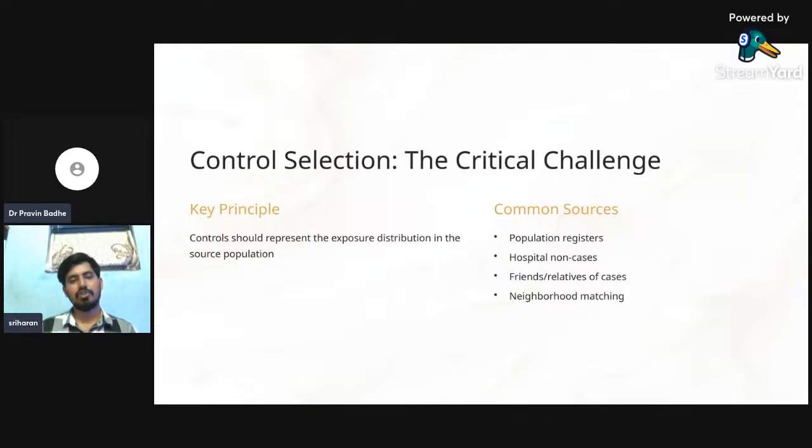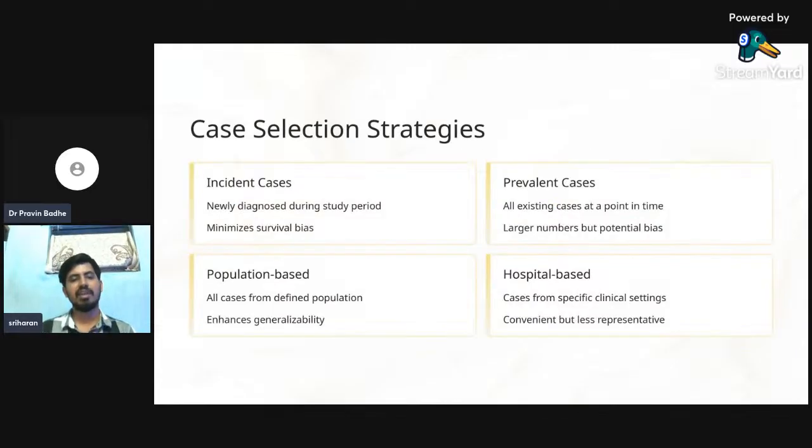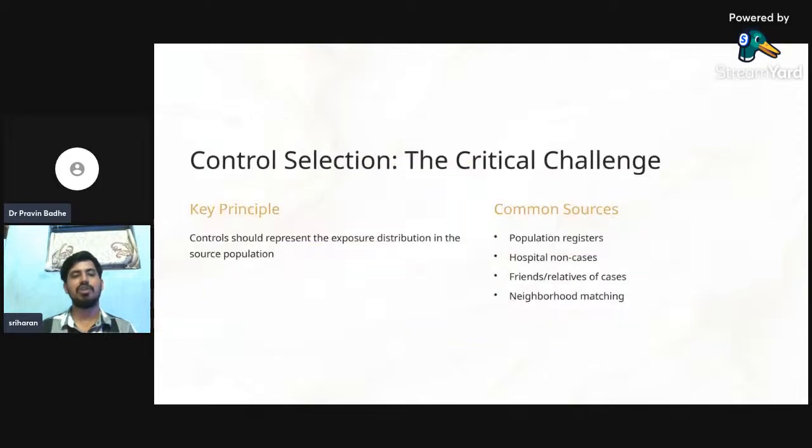Control selection. Before, we saw case selection; now we are going to see control selection, because case selection is very easy, but control selection is very difficult. We get controls from sources such as the population registry, census, or hospital non-cases, such as neighbors who come as caretakers. Likewise we take friends, relatives, and neighborhood matching. Likewise we include such people in the control selection for the study.